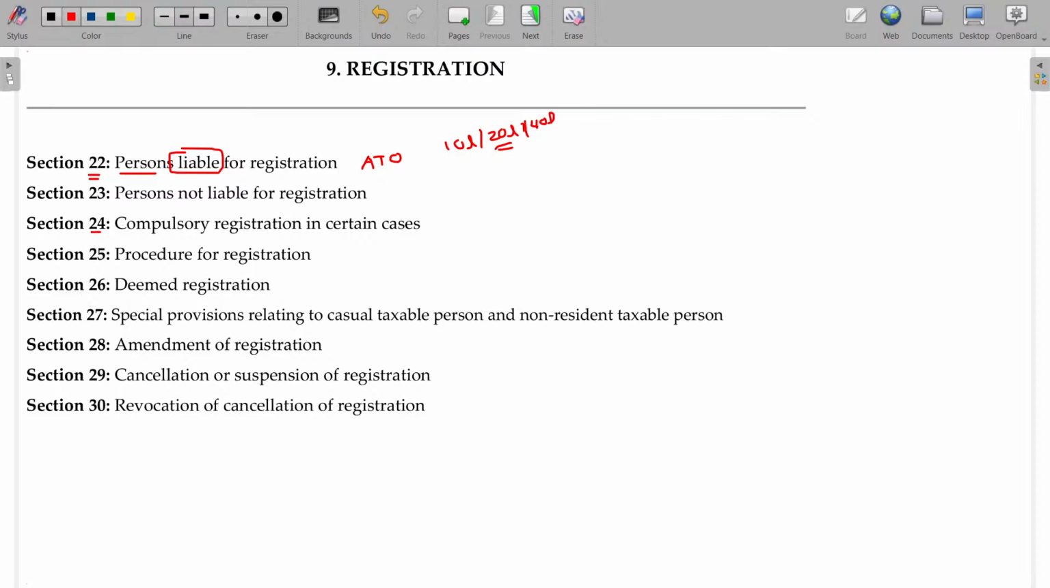Under section 24, it is not based on the aggregate turnover. Whether the aggregate turnover is 0 or even 1 rupee, you have to register compulsorily. They will be called compulsory registration in certain cases.